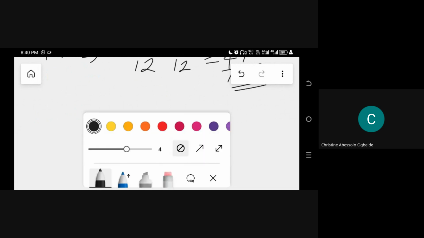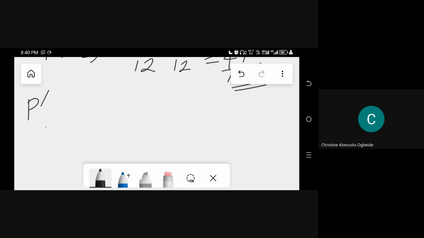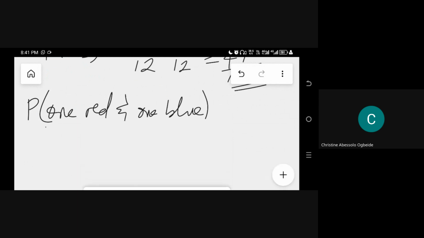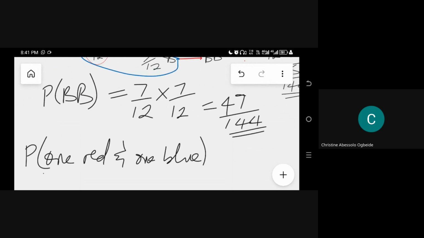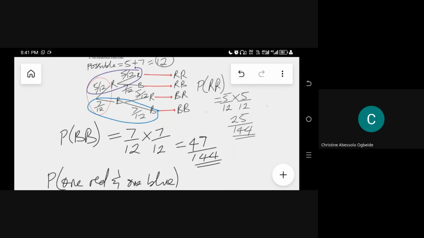So if you're told to find the probability of one red and one blue, then there are two situations where that happens. You see there, you have red before blue, and you also have blue before red.